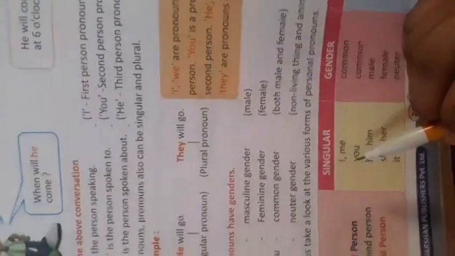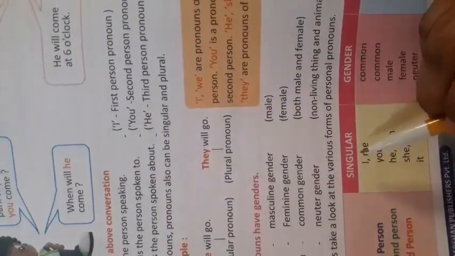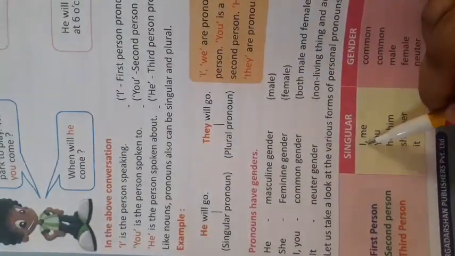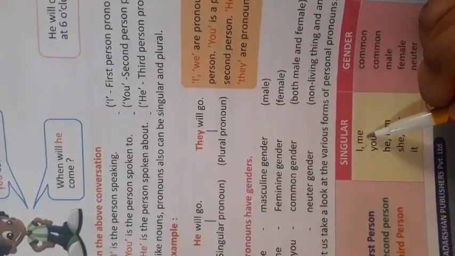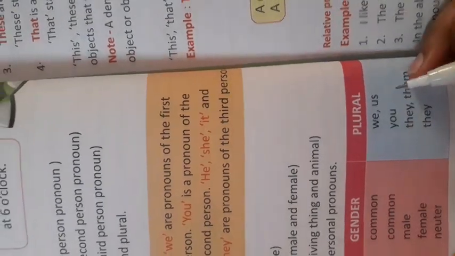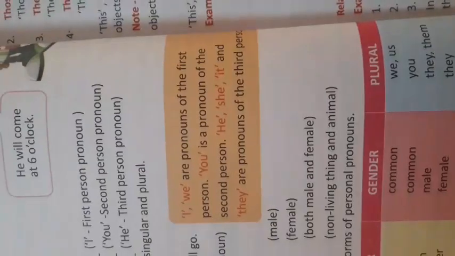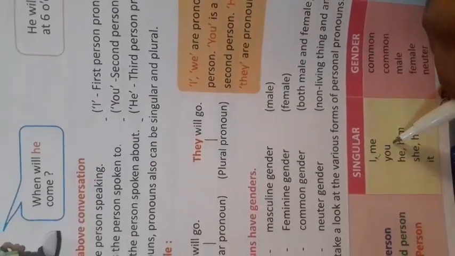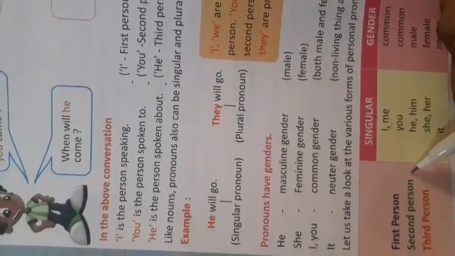You can see the same pronouns in the plural form. Okay, the first person in the singular is I, me. Now see here, in the plural it will change into we, us, isn't it? We or us. Second person singular, you. Second person means the listener.